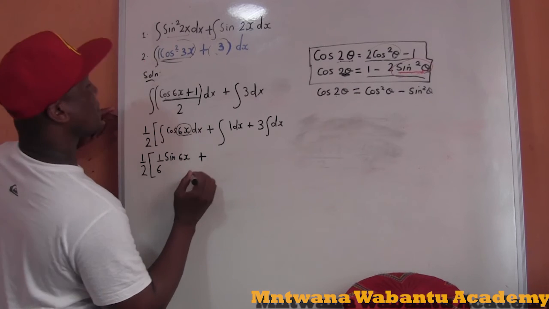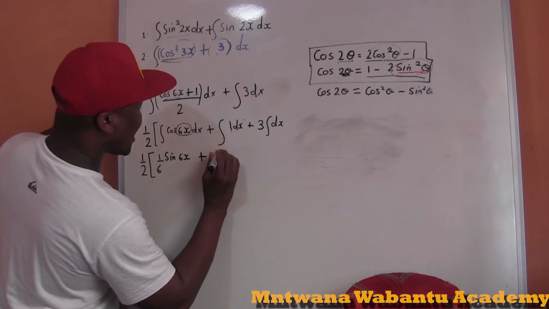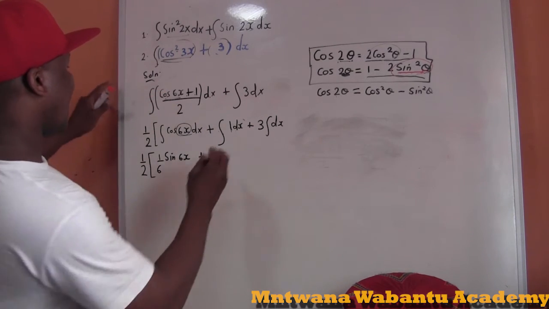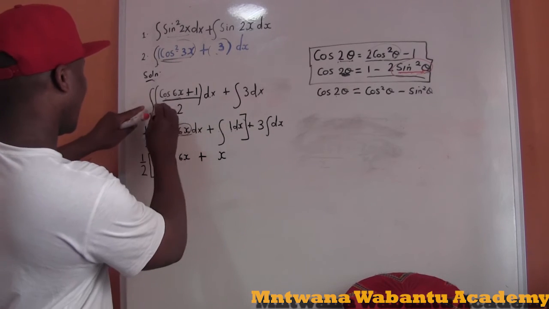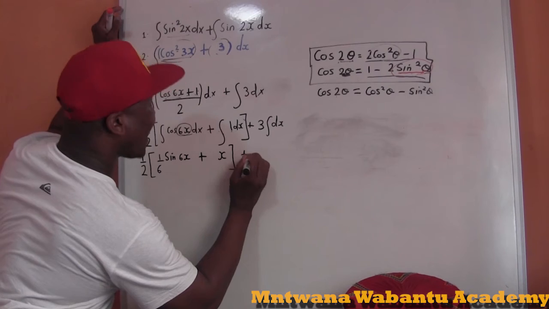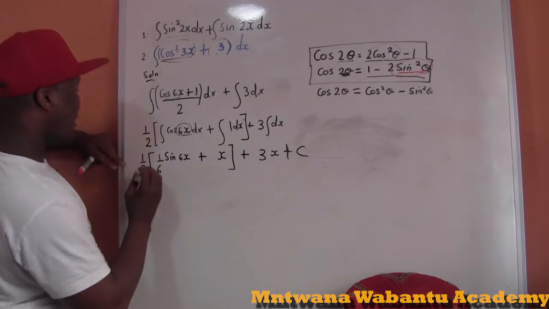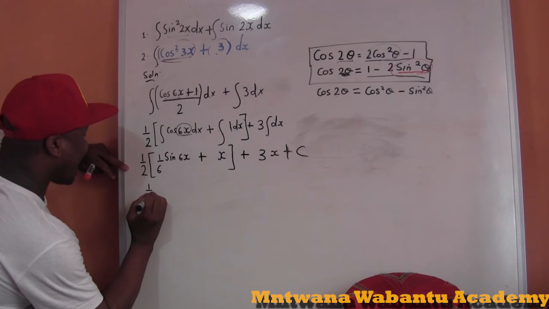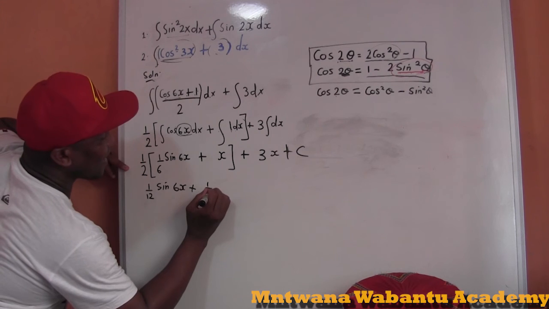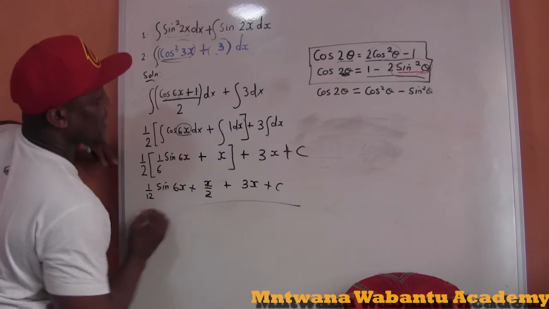So now you plus. We go for a second one. When you integrate 1, it is just 1. So when you integrate dx, we get x. But there's something here. This half is for here. You see, integrate 1. So there's a bracket. The half is above. So bracket plus 3. When you integrate dx, you get x. But plus a constant. So now I can multiply that out. So 1 over 12 sine 6x plus a half times x is a half x, or you can say x over 2, plus 3x plus C.